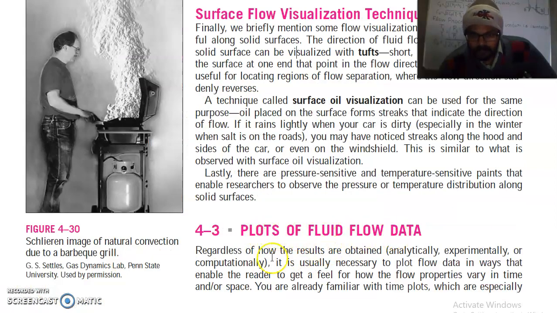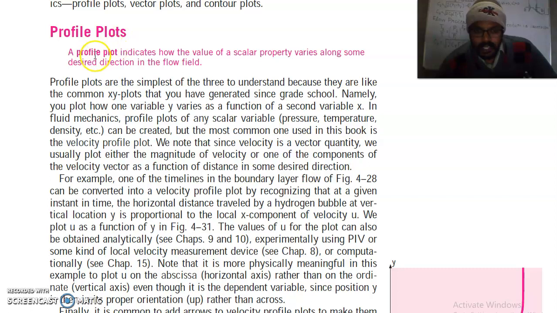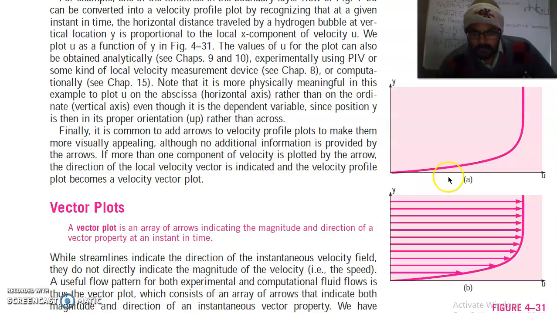Plots of fluid flow data. Regardless of how results are obtained, analytically, experimentally or computationally, it is usually necessary to plot flow data in ways that enable the reader to get a feel for how the flow properties vary in time or space. In this section, we'll discuss three additional types of plots that are useful in fluid mechanics: profile plots, vector plots, and contour plots. Profile plots. A profile plot indicates how the value of a scalar property varies along some desired direction in the flow field. So this is a profile plot.